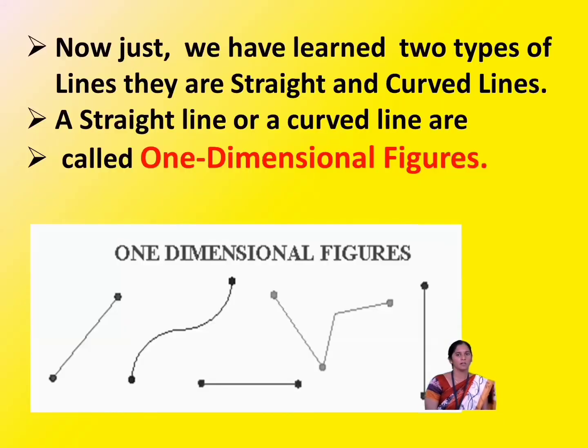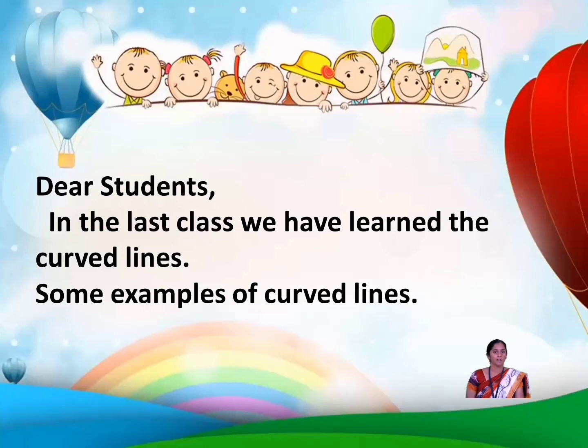Now we have learned two types of lines. They are straight line and curved line. A straight line or a curved line is called a one-dimensional figure. Here some lines are shown that are straight, some are curved, some are horizontal, some are vertical lines. Here the lines are shown in a single line. It has two endpoints, a starting point and an ending point. These points indicate that it is a one-dimensional figure. In the last class, we have learned the curved lines. Some examples of curved lines.